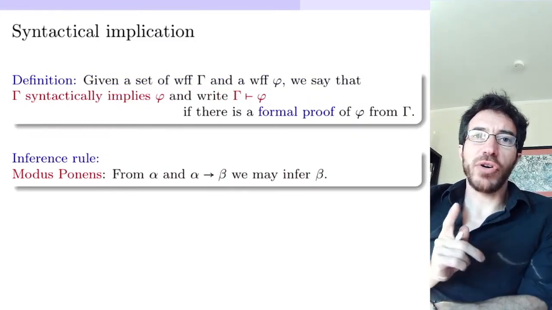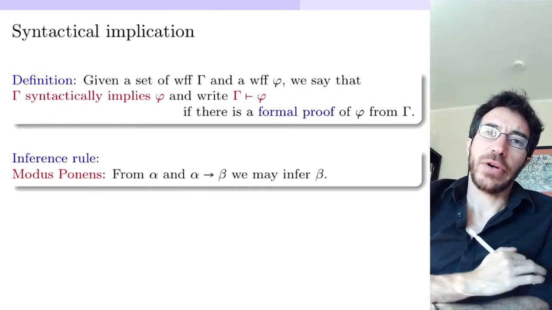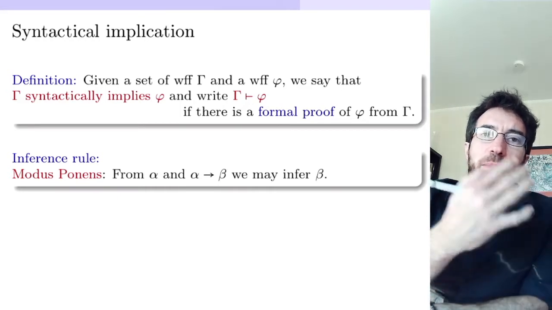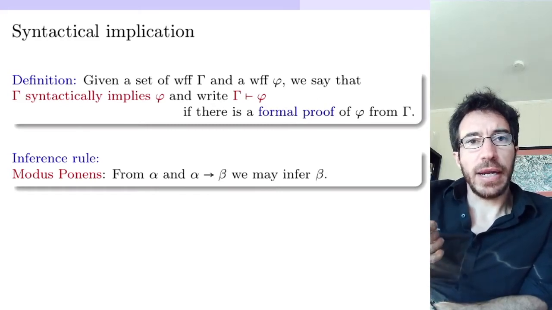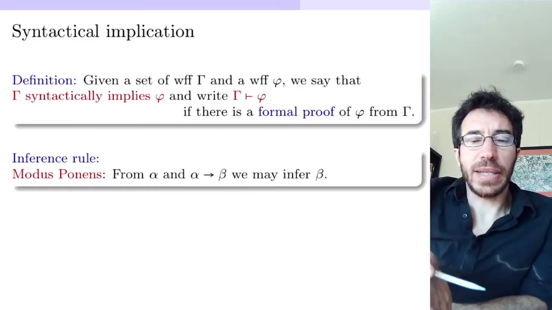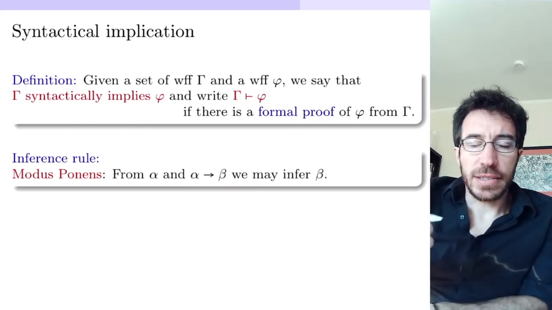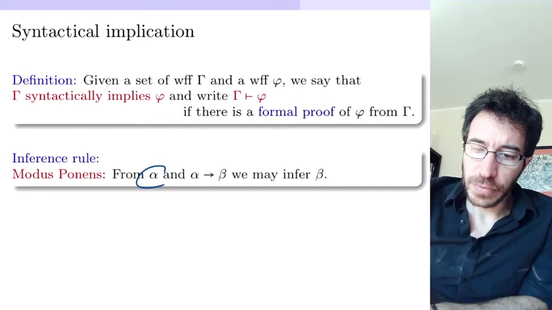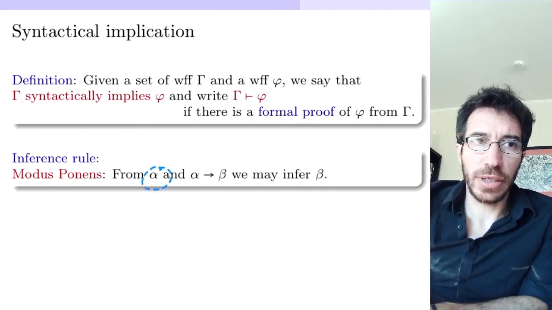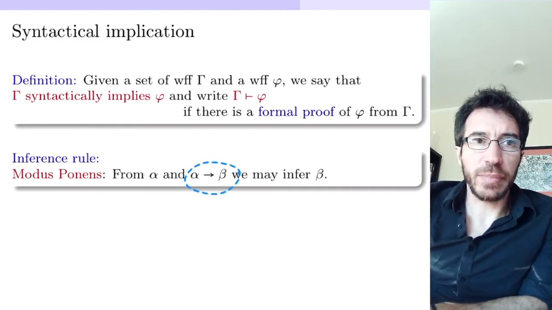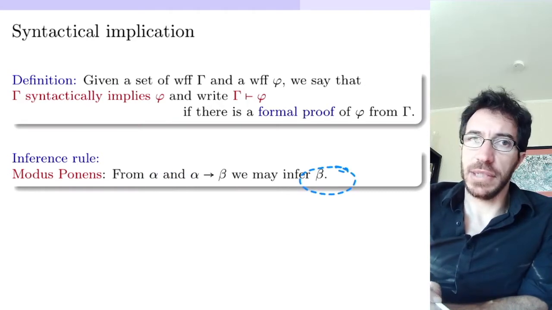Our proofs are going to have only one inference rule. That means that we're going to have some assumptions, and then we're going to work with them to get a conclusion. What I mean by work with is apply this rule. This is the only rule we're going to apply. The rule just says this: if we have a well-formed formula alpha, and another well-formed formula alpha implies beta, we may infer beta. That's it.